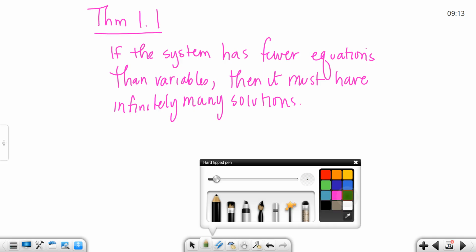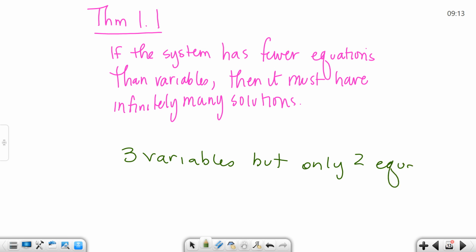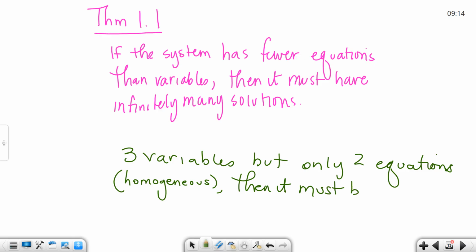So just like Jenna just said, I'll make sure we get it on the video. Since this particular example on the previous slide, which I'll refer to in a second, has 3 variables but only 2 equations, for a homogeneous system, then it must be infinitely many. Okay, so that is how we know.